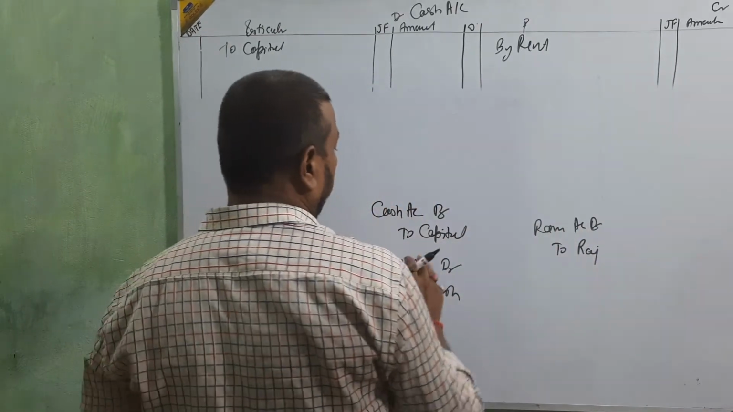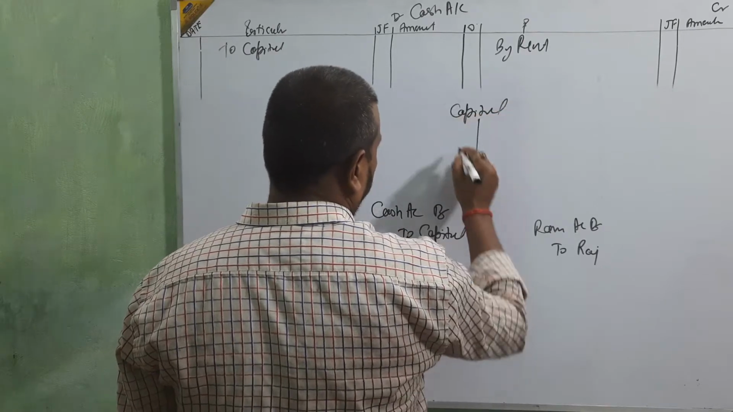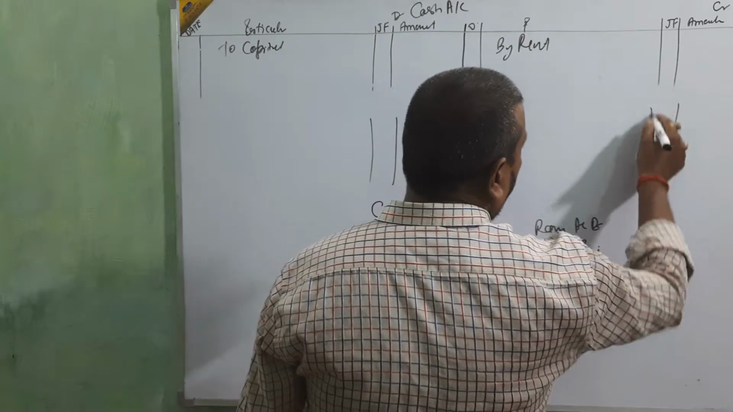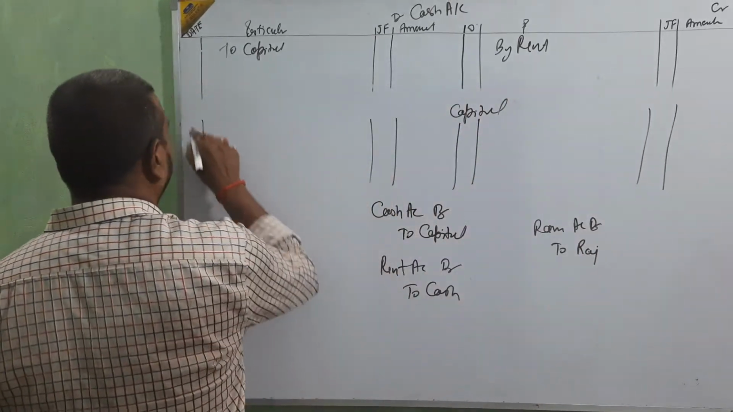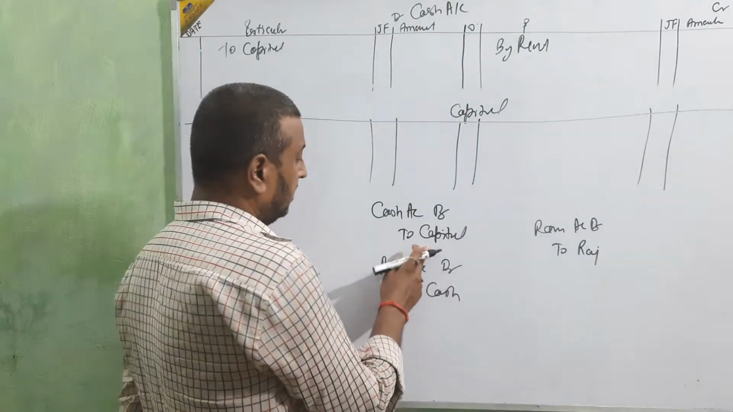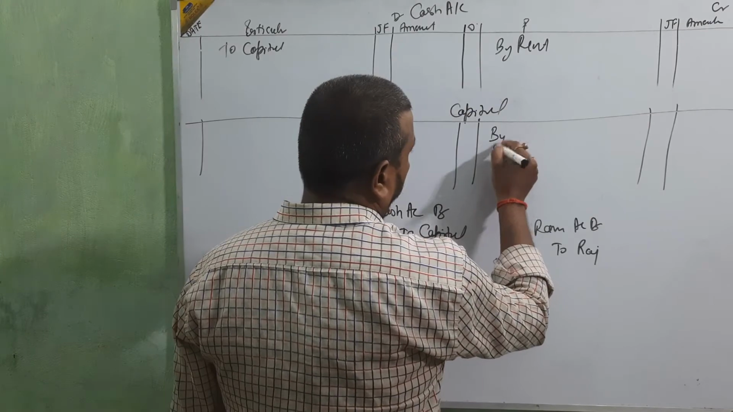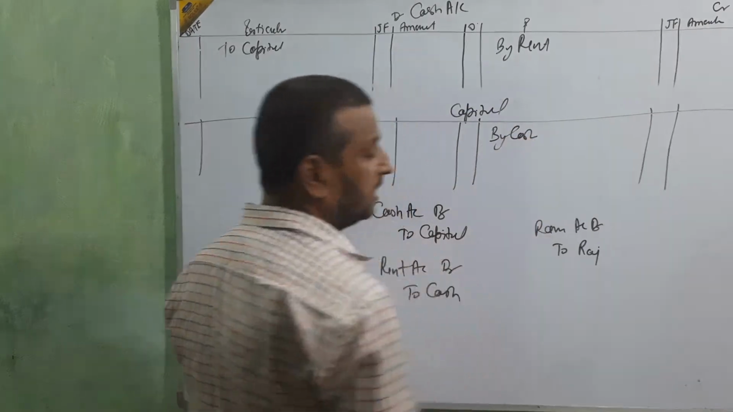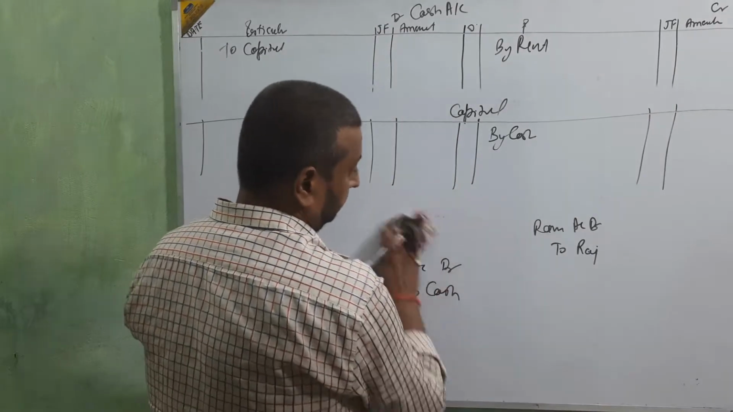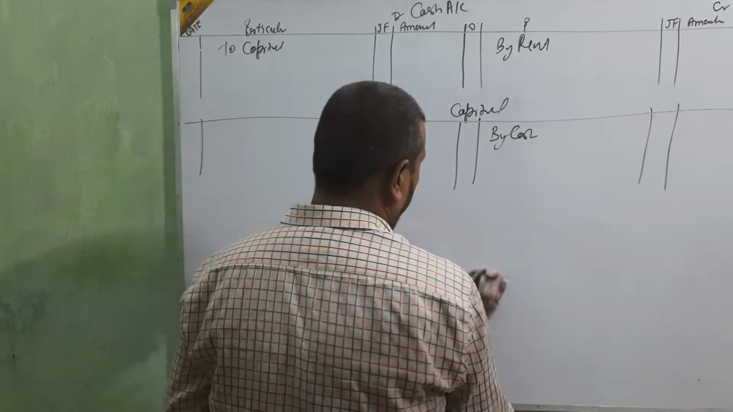Okay, next I will go to the capital account. Just see how to make this capital account. Same way, the pro forma is the same. Just see, capital is what? Credit. So its opposite is what? Cash. So cash will be credited, by cash. Okay? Just see the next account. We are going to make the rent account. Okay?